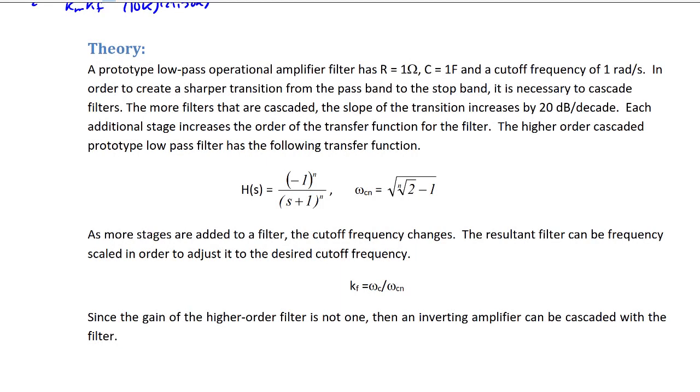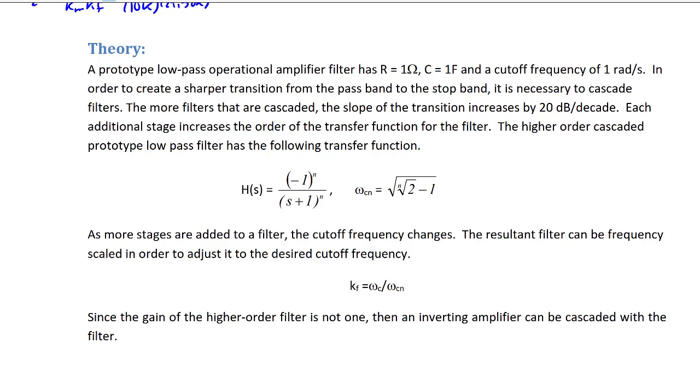Theory. A prototype low-pass operational amplifier filter has R equal 1 ohm, C equal 1 farad, and a cutoff frequency of 1 radian per second. In order to create a sharper transition from the passband to the stopband, it is necessary to cascade filters. The more filters that are cascaded, the slope of the transition increases by 20 decibels per decade. Each additional stage increases the order of the transfer function for the filter. The higher order cascaded prototype low-pass filter has the following transfer function.